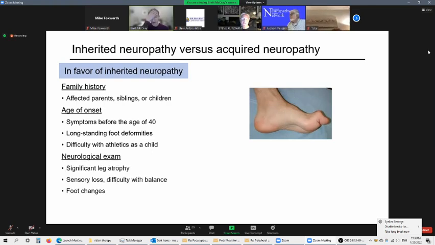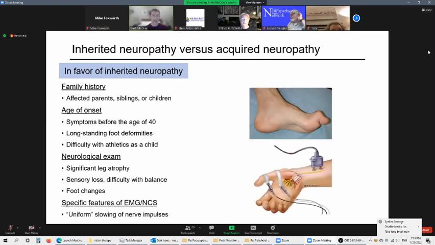And then when we do an exam, we can look for changes in the way the feet look, which can occur in other neuropathies, but often occur very early for genetic neuropathies. And then there are other typical things of all neuropathies: sensation loss, problems with balance, but in particular, a lot of atrophy of the muscles below the knees can be a sign of an inherited neuropathy. And then sometimes the EMG nerve conduction studies can have a particular signature that leads towards a diagnosis of a genetic neuropathy, but often there aren't really telltale signs.